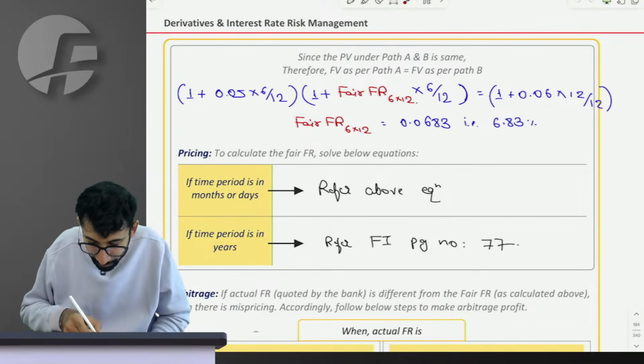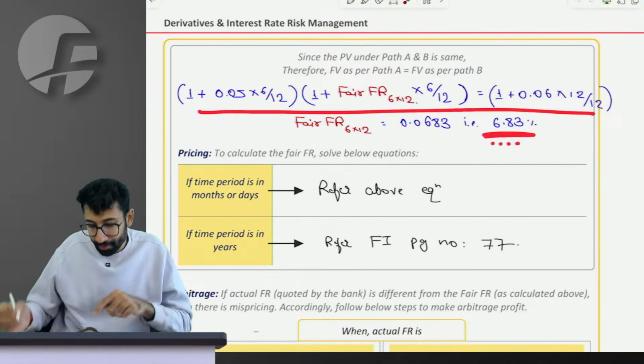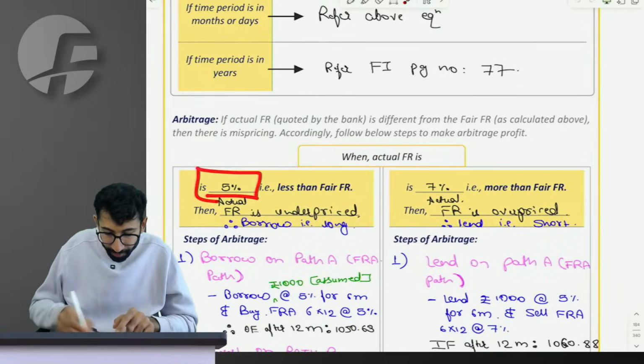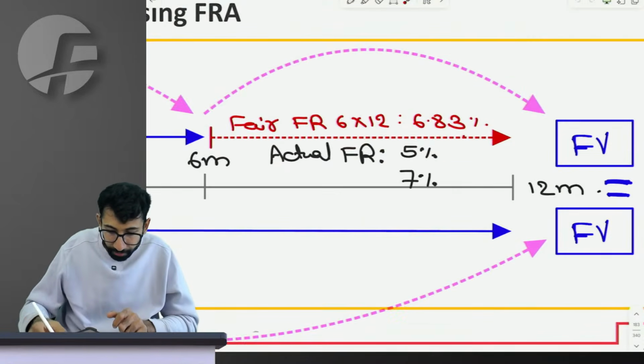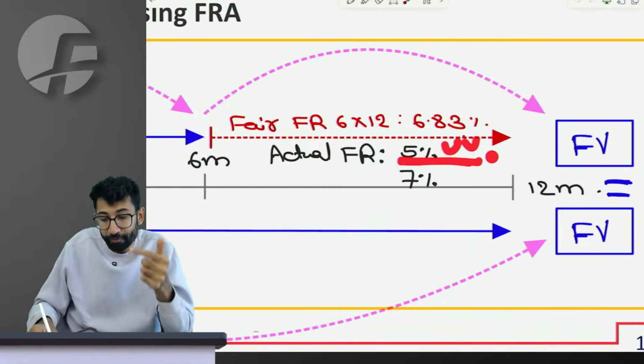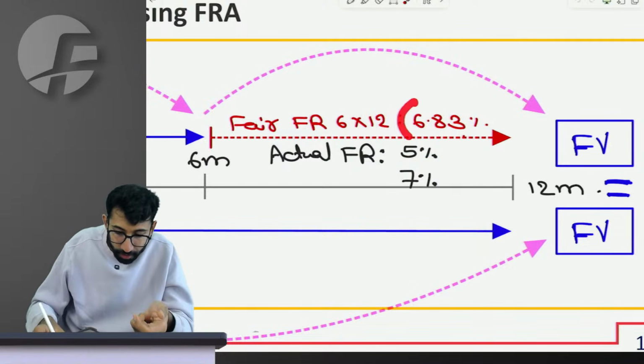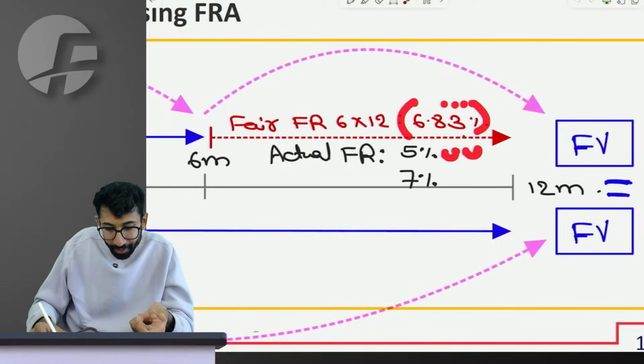Look at this. With this equation, we got a fair rate. Suppose the actual forward rate given by the bank is 5%. Please comment on 5, because you always comment on the actual. The rate of 6 by 12 should be 6.83, but it is 5.